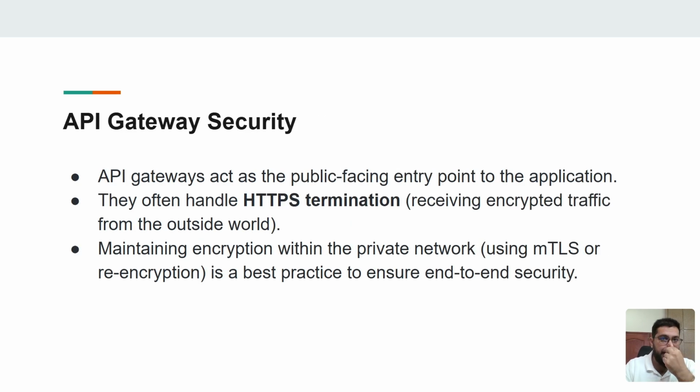And the API gateway acts as a public-facing entry point. In microservices, we have different microservices, and we cannot access a microservice directly, but we can only access it with the help of the API gateway. The API gateway also handles HTTPS termination, receiving encrypted traffic from the outside world, and also maintains encryption within the private network using TLS. So this is a best practice for end-to-end security.